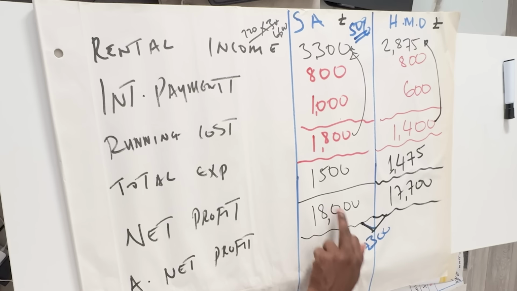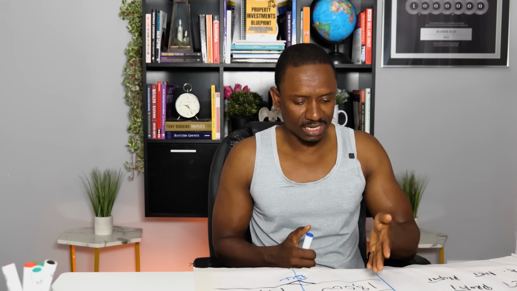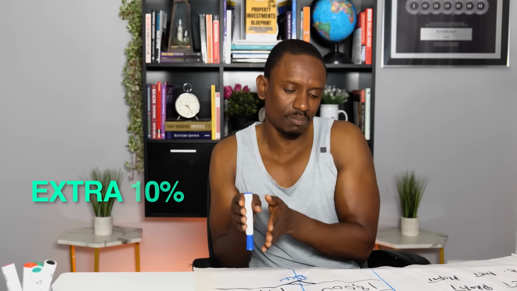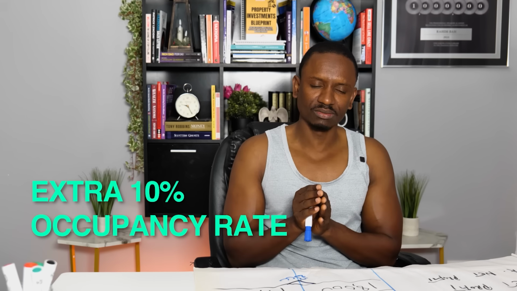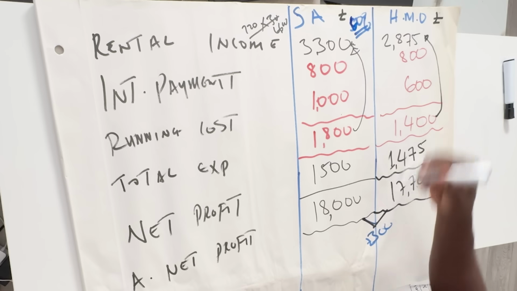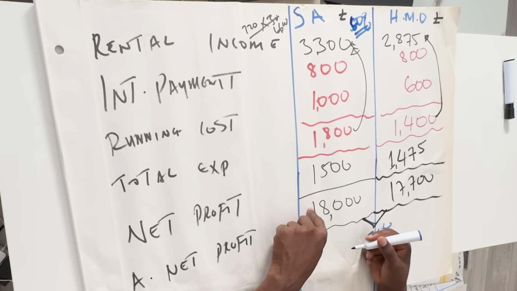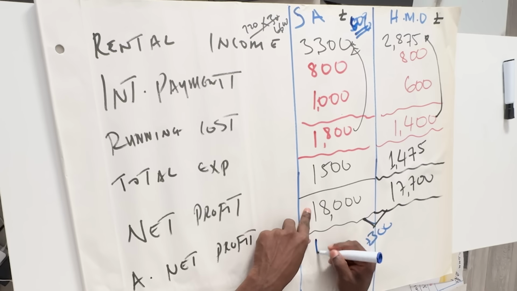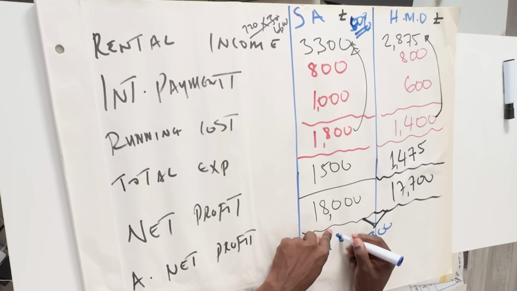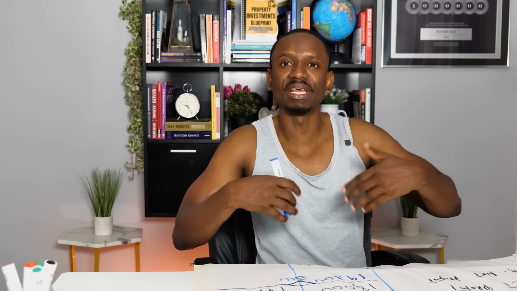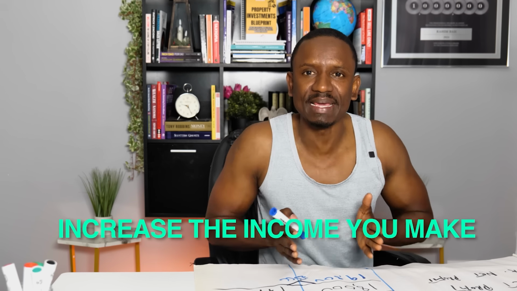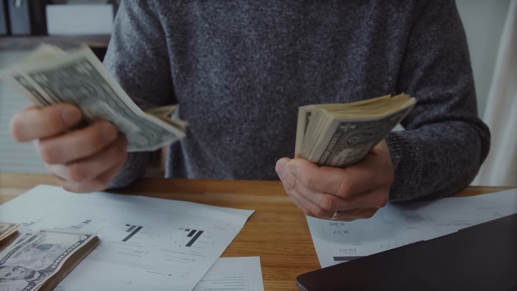So let's say this property here, the SA here, let's say we just had an extra 10% occupancy rate. So instead of 50%, let's say we have 60%. That will push your net income from 18,000 to 19,800 pounds. So in essence, you could increase the income you make as a serviced accommodation depending on what value you bring to the serviced accommodation.